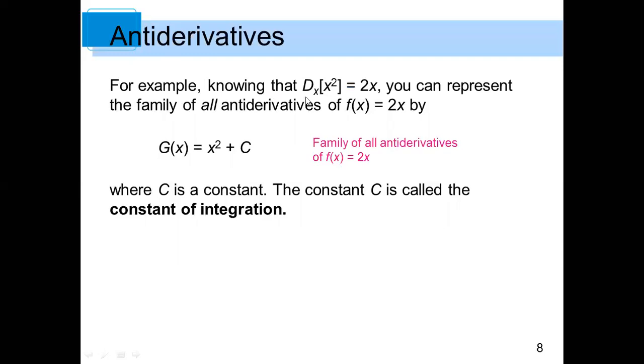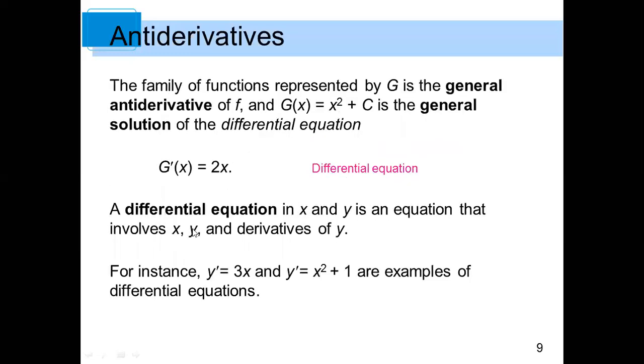So for example, if you know that the derivative of x squared is 2x, you can represent the family of all antiderivatives of f by capital G equals x squared plus c, where c is a constant. That constant is very important, and you have to put it there on all your antiderivatives. It's known as the constant of integration.